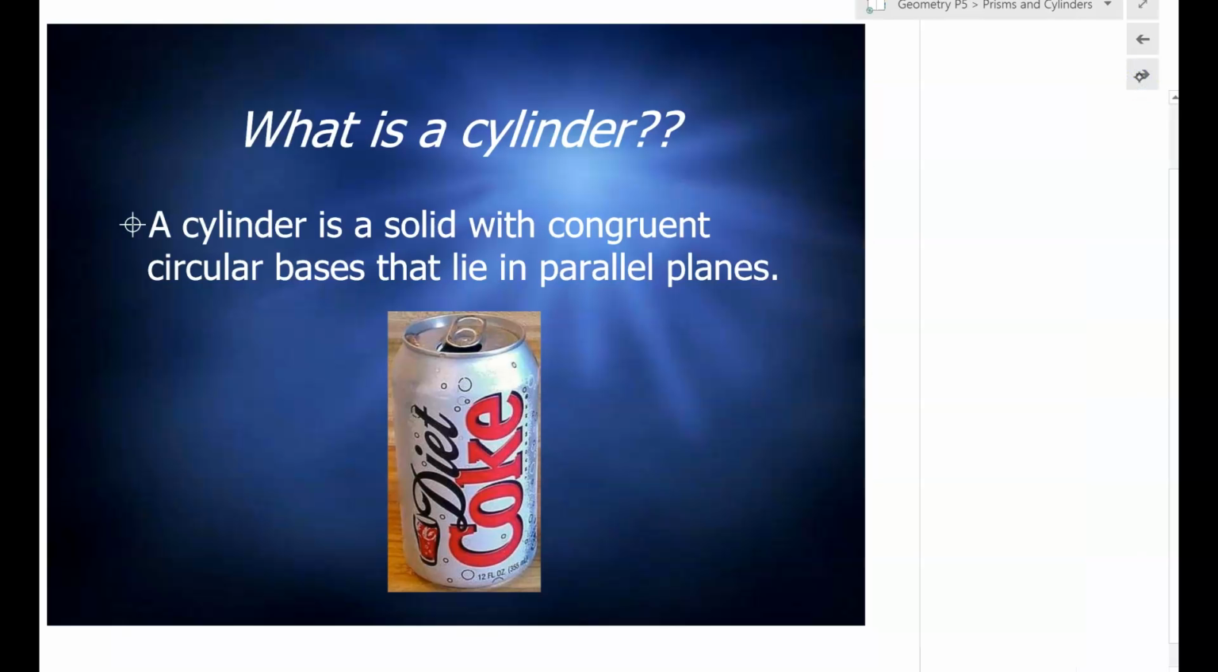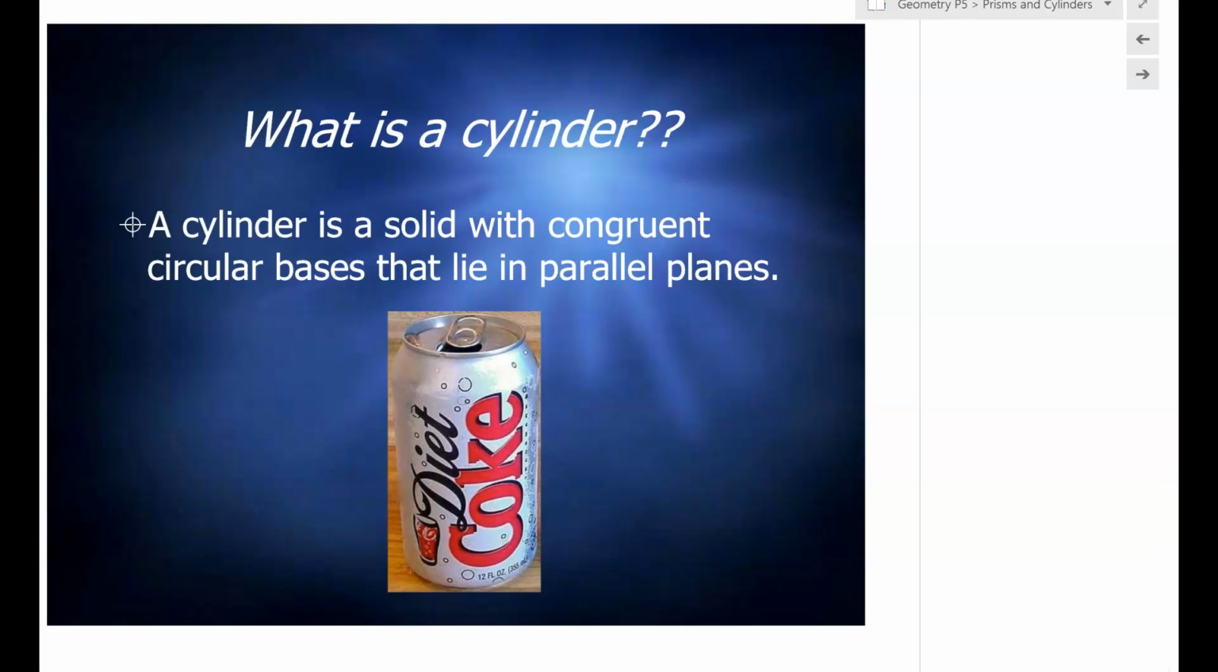All right, so what's a cylinder? Okay, well, let's take a look here. A cylinder, if you notice, I put a picture of a soda can. The cylinder is kind of like a prism with circular bases. It's got a circle at the top, a circle at the bottom, and then the lateral side there. So we're going to deal with cylinders here.